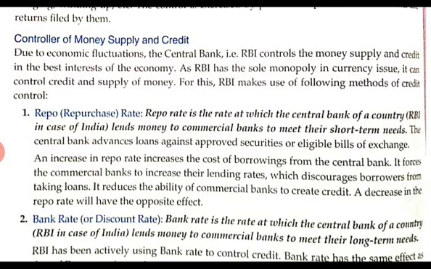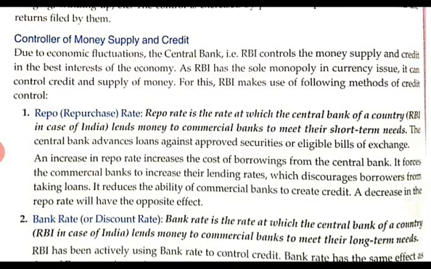Okay, children? So here basically the central bank is lending money to the commercial bank for short-term needs. The central bank in this case advances loans against securities or eligible bills of exchange. So this is an instrument. Using this instrument, how is the credit being controlled? Suppose there is excess money supply in the economy. In that case, the RBI will increase the repo rate. If the RBI increases the repo rate, then what will happen? An increase in the repo rate increases the cost of borrowing from the central bank.